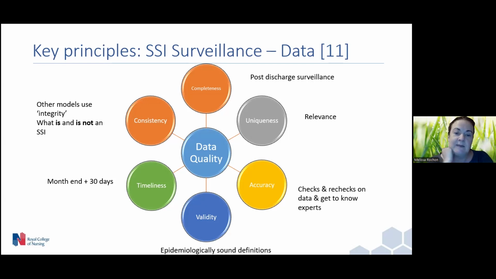Your data needs to be valid. And I think with using something like the UKHSA protocol, we were able to demonstrate that we're using epidemiologically sound definitions. So this wasn't something that somebody had kind of thought up themselves and wasn't really comparable elsewhere. We were using a nationally recognized program. And the data needs to be timely.